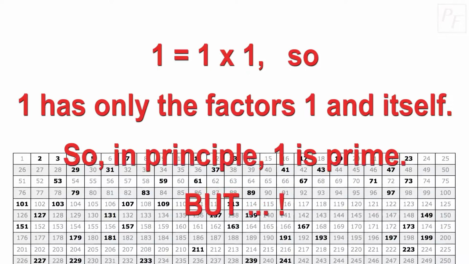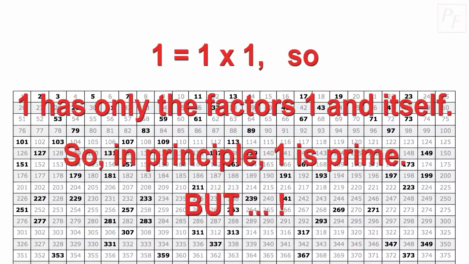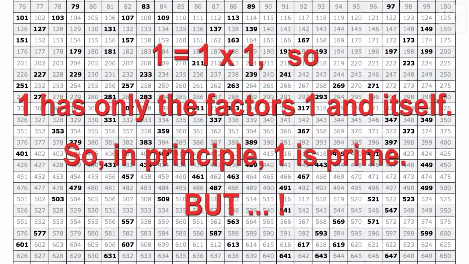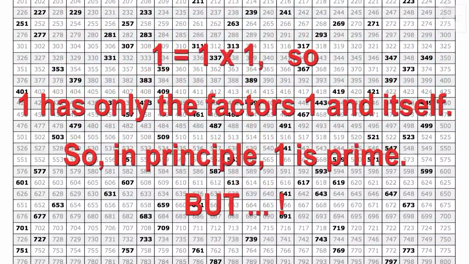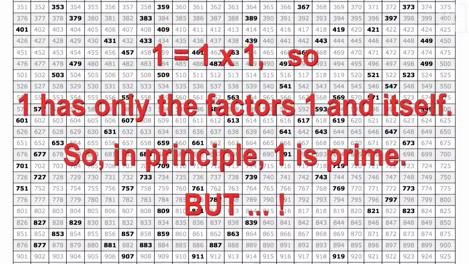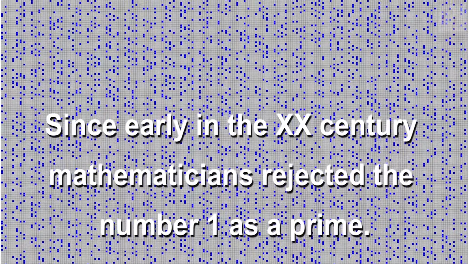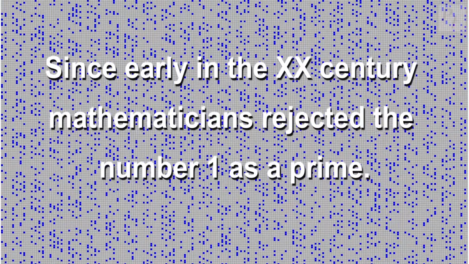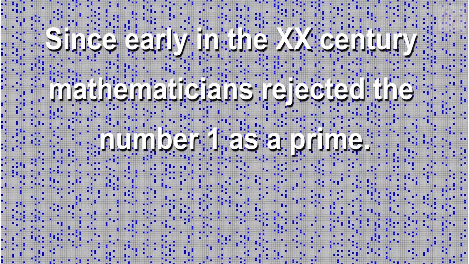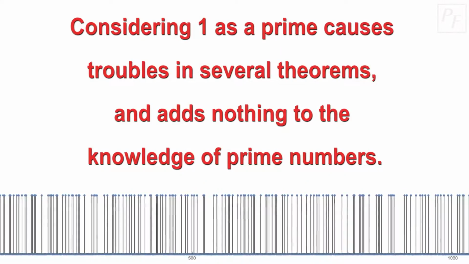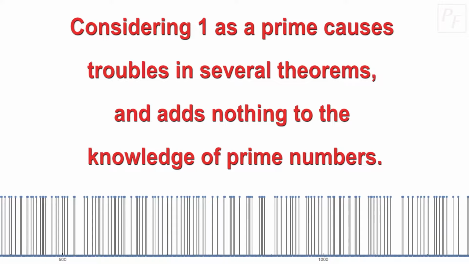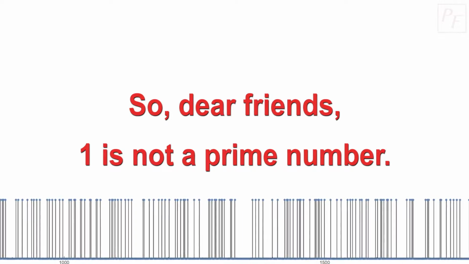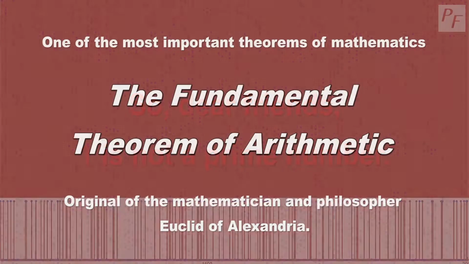First, we must say that number 1, formerly, was considered to be a prime, but today, virtually since the early 20th century, mathematicians prefer not to include it and start with number 2. Of course, number 1 meets the rule to be a prime, but its trivial nature leads to its rejection, as it does not actually contribute with anything. In addition, including number 1 as a prime causes troubles in some conclusions and theorems. So, dear friends, number 1 is not a prime.